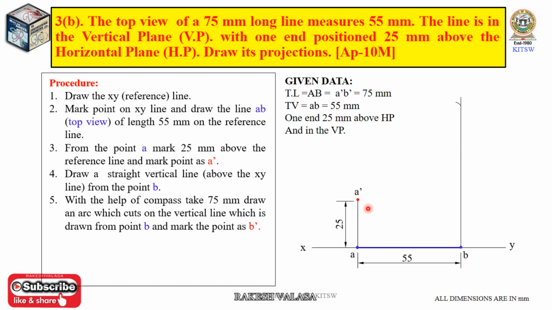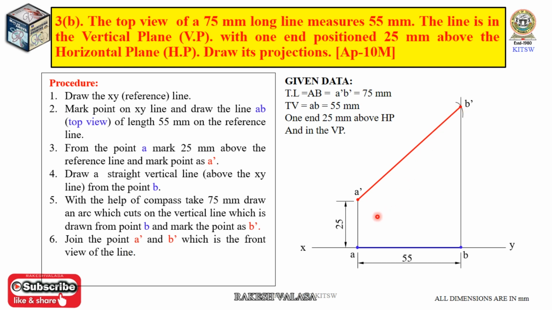Okay, take your compass, A dash as center, and draw the arc on the B projector line. That name is B dash. Now join A dash and B dash. This is the final front view. Then measure the dimension. Then measure the inclination with the horizontal plane, that is theta. This is 75. Measure the angle theta degrees and write it down here.